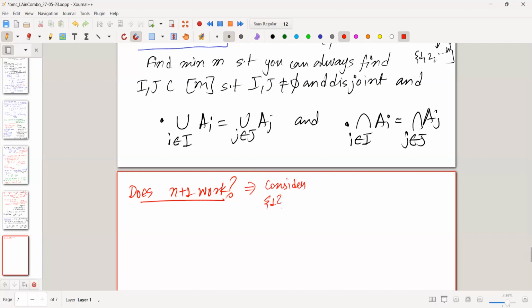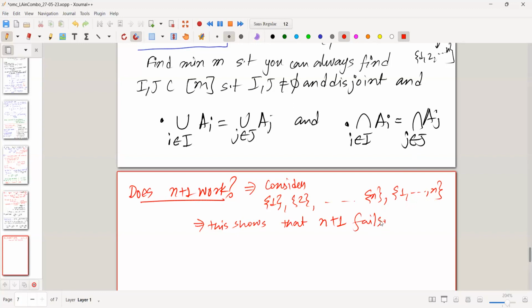Consider the subsets {1}, {2}, up till {n}, and then the subset {1, 2, up till n}. So this shows that n plus 1 fails. Convince yourself this is true, not very hard. If this set is not in the union, then it was obviously going to fail, so it will have to be somewhere. And yes, it's easy to see that this fails.